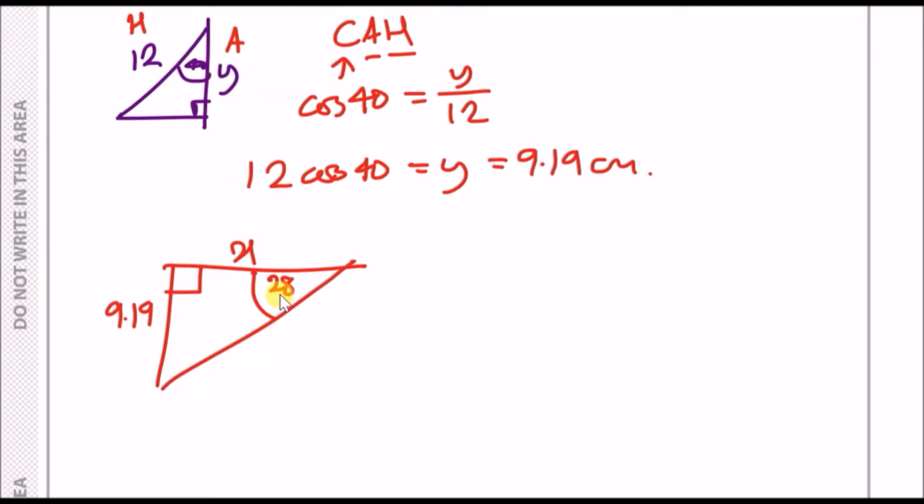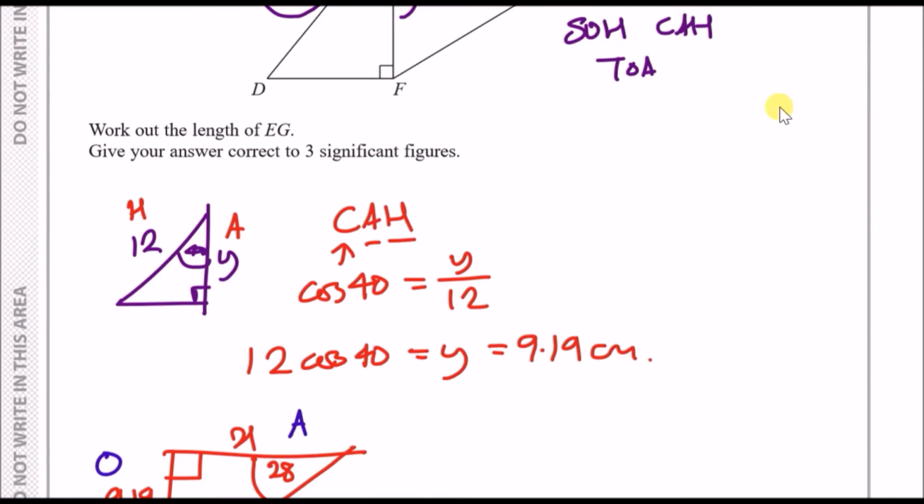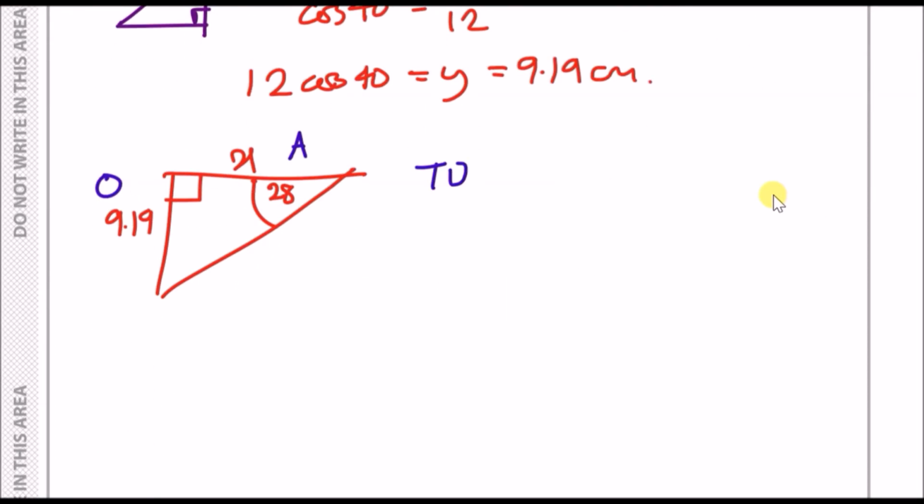So from this one, again, label the appropriate sides. Next to the angle is the adjacent, so x is the adjacent, and opposite the angle is the opposite, so O. Looking at this, we ask ourselves which one has O and A from SOHCAHTOA. Well, this time TOA has it. T stands for tan, so it'll be tan of the angle equals O over A, O being 9.19 and A being x.